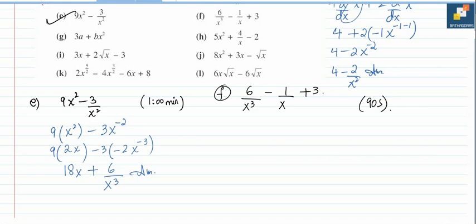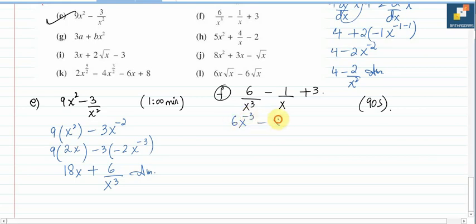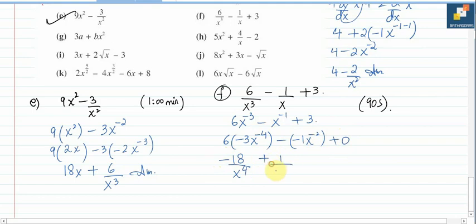Alright, the first step is we need to arrange it. So it's 6x power minus 3 minus x power minus 1 and plus 3. Now we need to derivate it. So first the power, then you need to subtract 1 from the power, it's minus 4. For the second one, first we need to write down the power, that is minus 1, subtract 1 from the power, minus 2. The derivative of a constant is always 0. So now it's minus 18 divided by x power 4 minus minus plus 1 divided by x square. That is your answer.